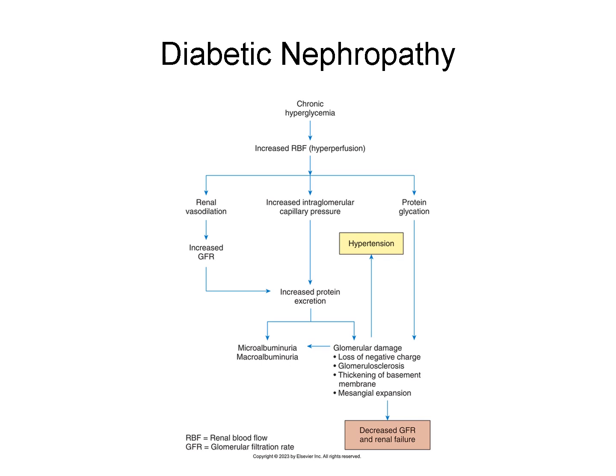Diabetic nephropathy is a major cause of end-stage renal disease. Chronic high glucose damages the glomeruli, leading to proteinuria, hypertension, and eventual kidney failure. Early signs include microalbuminuria, which may go unnoticed without screening. Tight control of blood sugar and blood pressure, along with ACE inhibitors or ARBs, can slow disease progression.